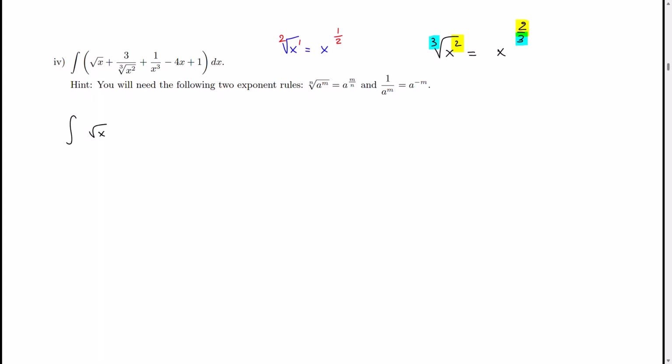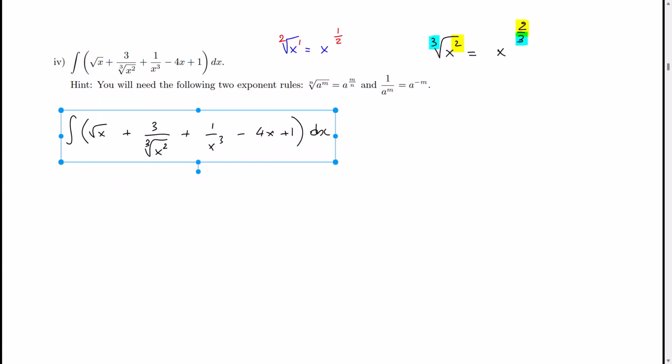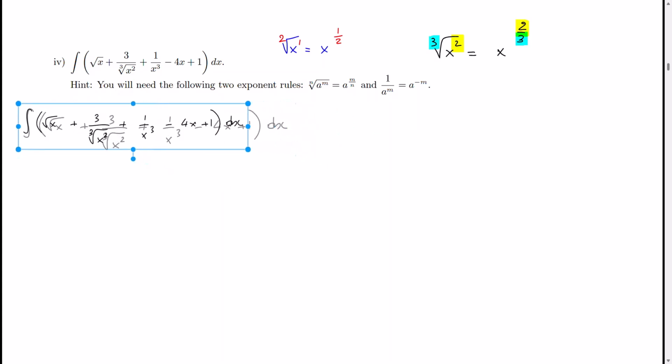Right now we have the integral of the square root of x plus 3 over the cube root of x squared plus 1 over x cubed minus 4x plus 1 dx. This is the original expression that was given to me, and I'm going to move it and shrink it down a little bit so that everything else can fit.